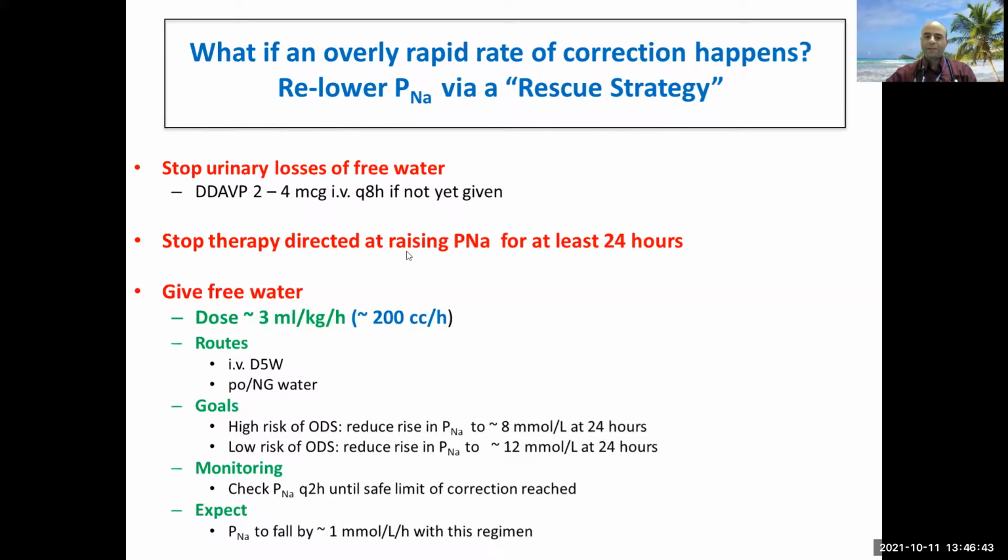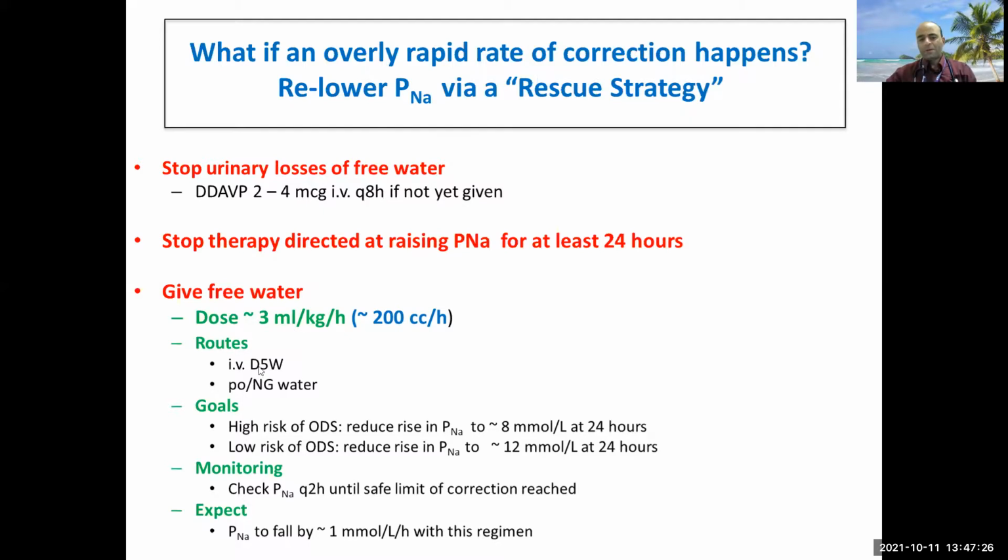Stop therapy directed at raising the sodium for at least 24 hours. If you are giving hypertonic or normal saline, all this fluid should be stopped, or any medication, sodium chloride tablets or other. Give free water. Empirically, you can give 3 ml per kg per hour, at least 200 cc per hour. The route: give this hypotonic free water either IV, or if your patient can take oral, by NGT or orally. You can give D5 water at this rate, 3 ml per kg per hour if your patient is overcorrected, or empirically 200 cc per hour.